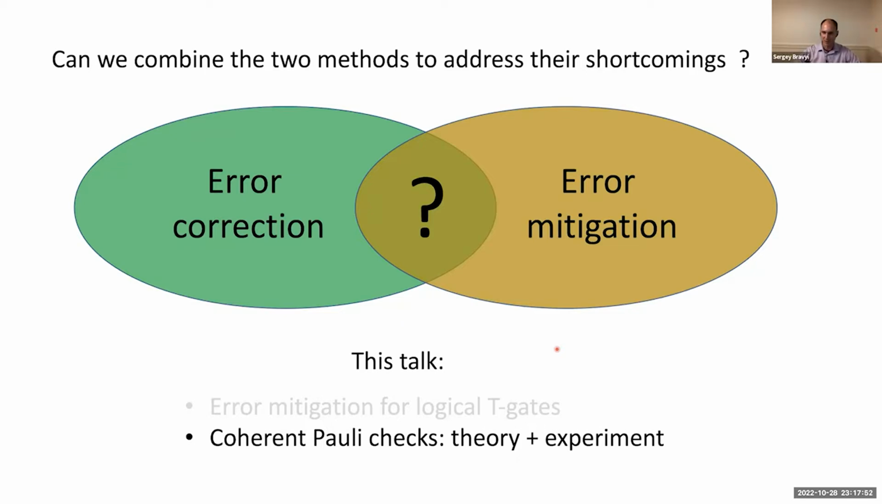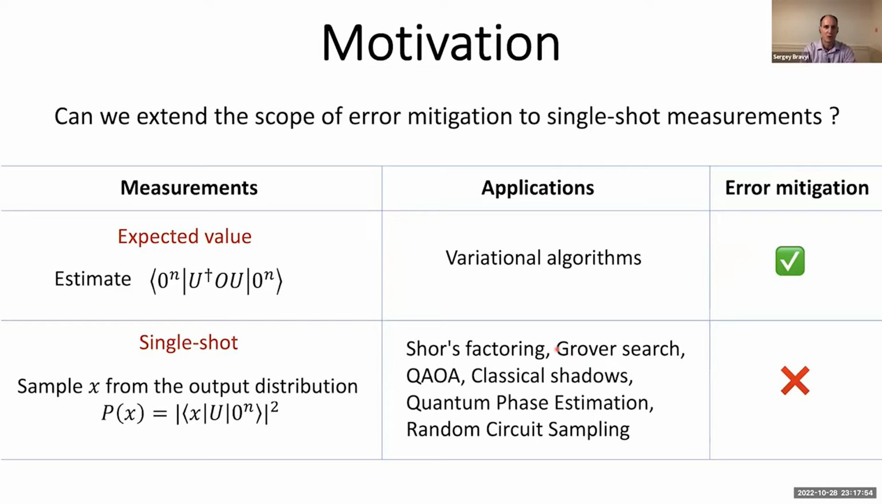Yes, again, let me start with a motivation. What we would like to do is to extend error mitigation to single shot measurements. In the first part, I only considered expected value measurements. This means that the output of a quantum circuit is only used to estimate expected values of some observable, say, a Pauli operator. And such measurements are often used in variational quantum algorithms.